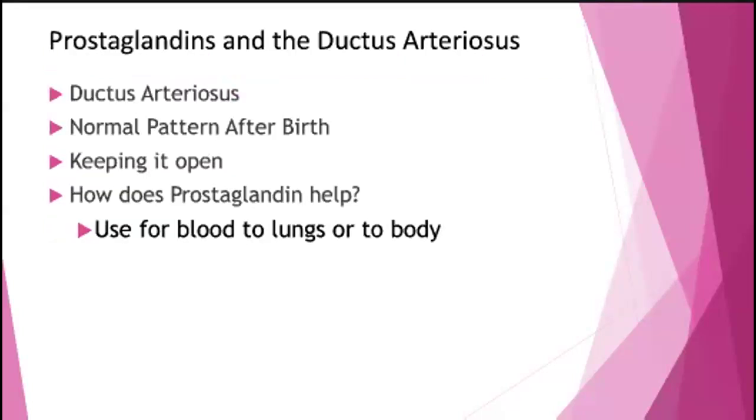So the ductus arteriosus is the normal shortcut vessel babies have before birth. It usually closes after birth, but in some heart defects, we need that shortcut to stay open so that blood can get to the body. Prostaglandin helps to keep it open because it relaxes things.